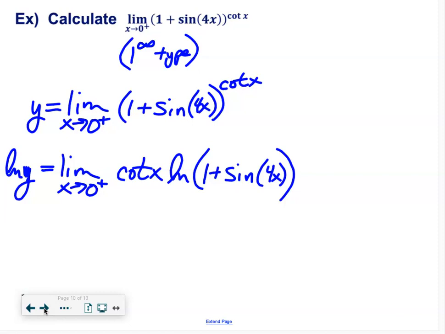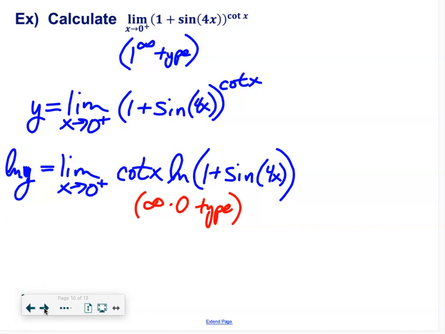We've already established that the limit as x approaches 0 of cotangent x is infinity. And here, what is the natural log of 1? 0. So now we have an infinity times 0. So we've gone from a 1 to the infinity type to an infinity times 0 type. What do we do when we have an infinity times 0? Drop one. Something's got to go to the bottom.